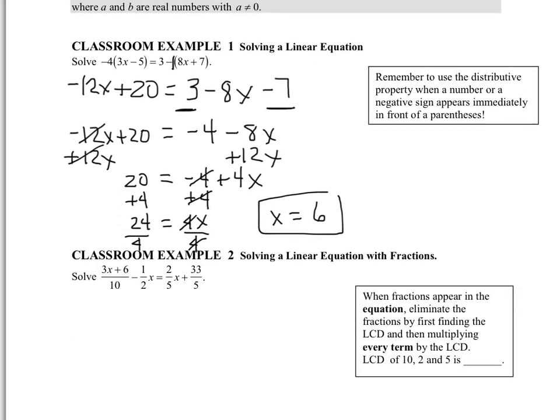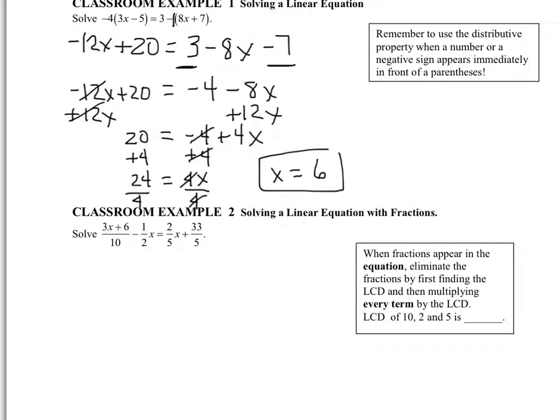Now, the next example has fractions. And I know many of you are uncomfortable with fractions, but there is a nice tool that if you know this, you can eliminate those fractions in the first step. Now listen carefully, it only works if you have an equation. If there is not an equal sign, I cannot eliminate fractions.